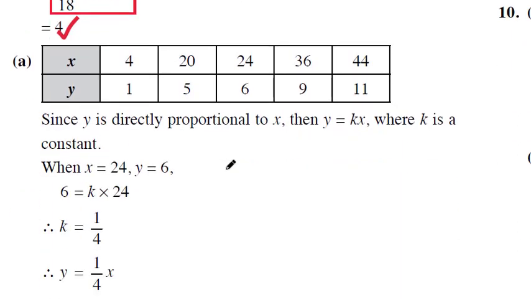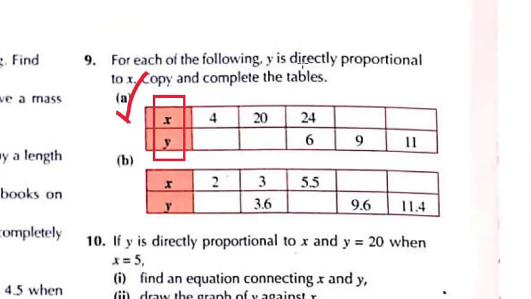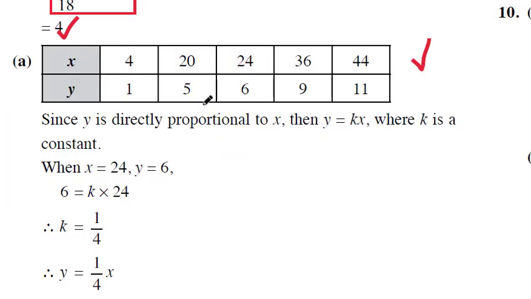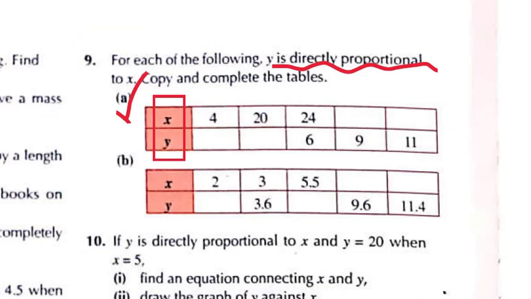Since y is directly proportional to x, y equals kx. From here, y is proportional to x, so instead of the proportional sign we may write k, where k is a constant. Now if you look at the table, only in one cell are both values of x and y given. That is, when x is 24, y is 6.